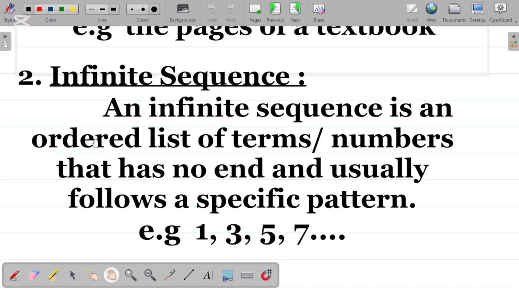All right, so let's take an example. We have 1, 3, 5, and 7. These dots at the end here tell us that it continues. So we do not know the end of this particular sequence. So since we have the presence of these dots here, it tells us that it is an infinite sequence. So whenever you see a sequence with 3 dots or more at the end, that should tell you that it is an infinite sequence.